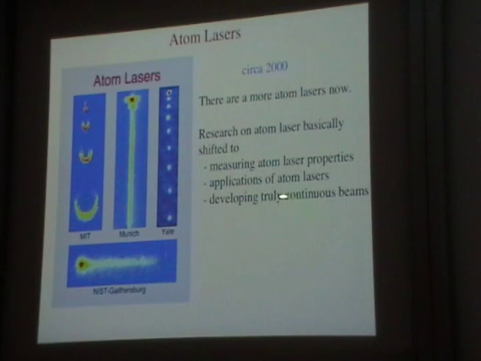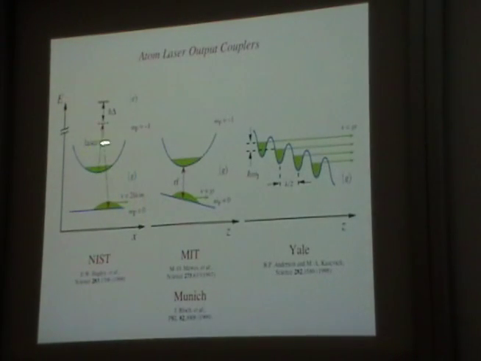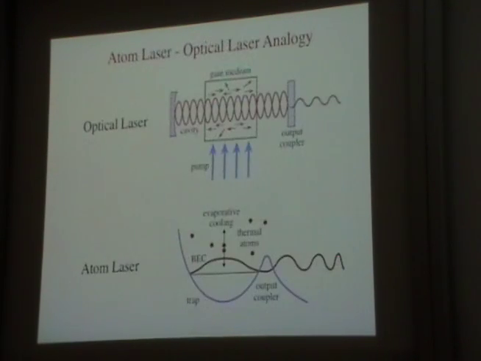But one of the challenges that still remains is to develop a truly continuous beam of atoms. If you look at these pictures, I can couple atoms out into a beam, but I'm basically limited in the amount of atoms I can couple out by the number of atoms I started with in the trap. Really what you want is a process analogous to the laser, where you're continually pumping the system, and even though you're coupling atoms out, you're continually replenishing the photons in the cavity, as opposed to the BEC experiments, where after you couple all the atoms out of the BEC, you have to basically start the whole process all over again.